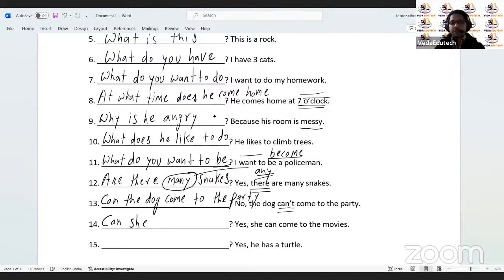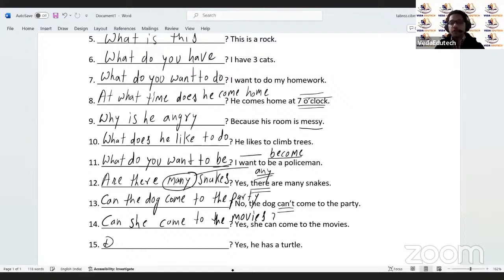Can she come to the movies? Yes, she can come to the movies. Okay, and all these are questions, so we will put a question mark everywhere, though the question mark is already written. Yes, he has a turtle. Okay, asking a question, yes, he has a turtle.